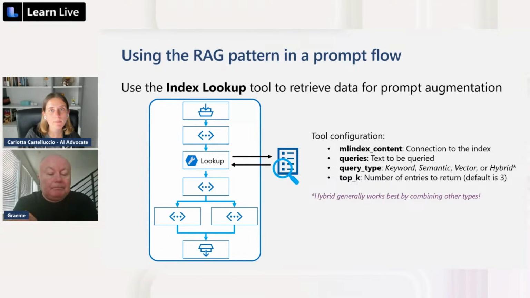We have the queries parameter, which is basically the text to be queried. We have the query type, which is the type of query to be performed. We have seen that there are several types of search options available, including keyword, semantic, hybrid, and so on and so forth. And then we have the top K parameter, which is the count of top scored entities to return.